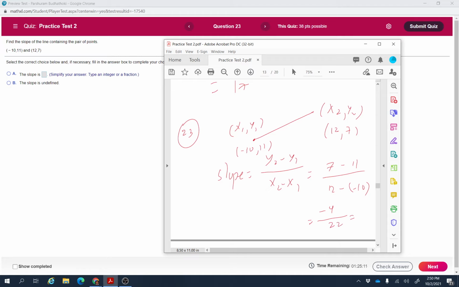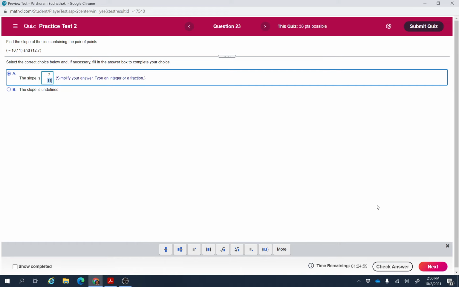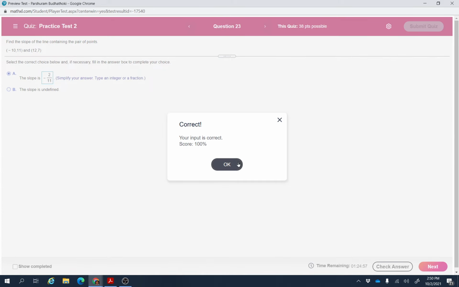Now you can simplify this. It will be negative 2 over 11. So that's the slope. Remember, you have to simplify your answer, type an integer or fraction. So you always have to read the instruction you are given in the problem.